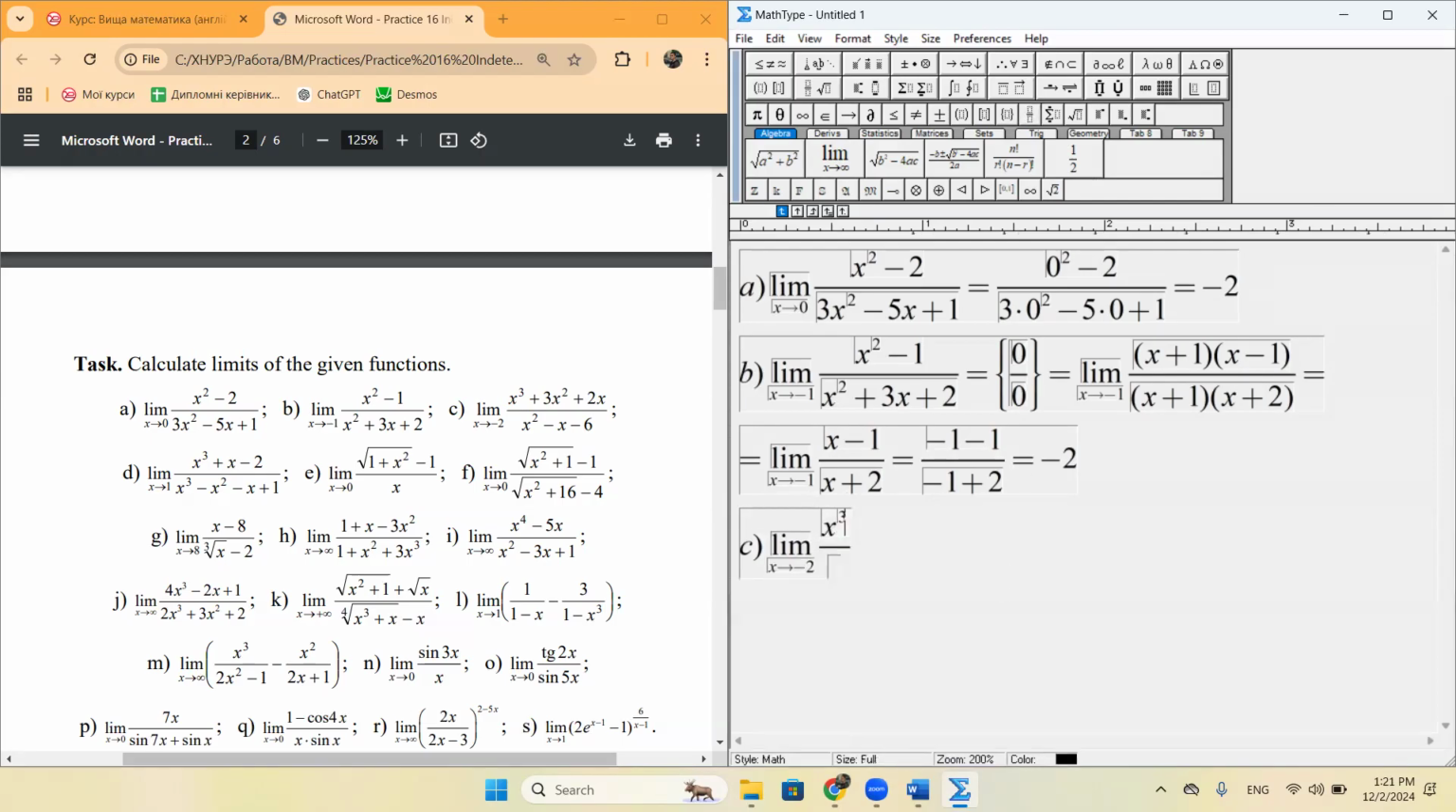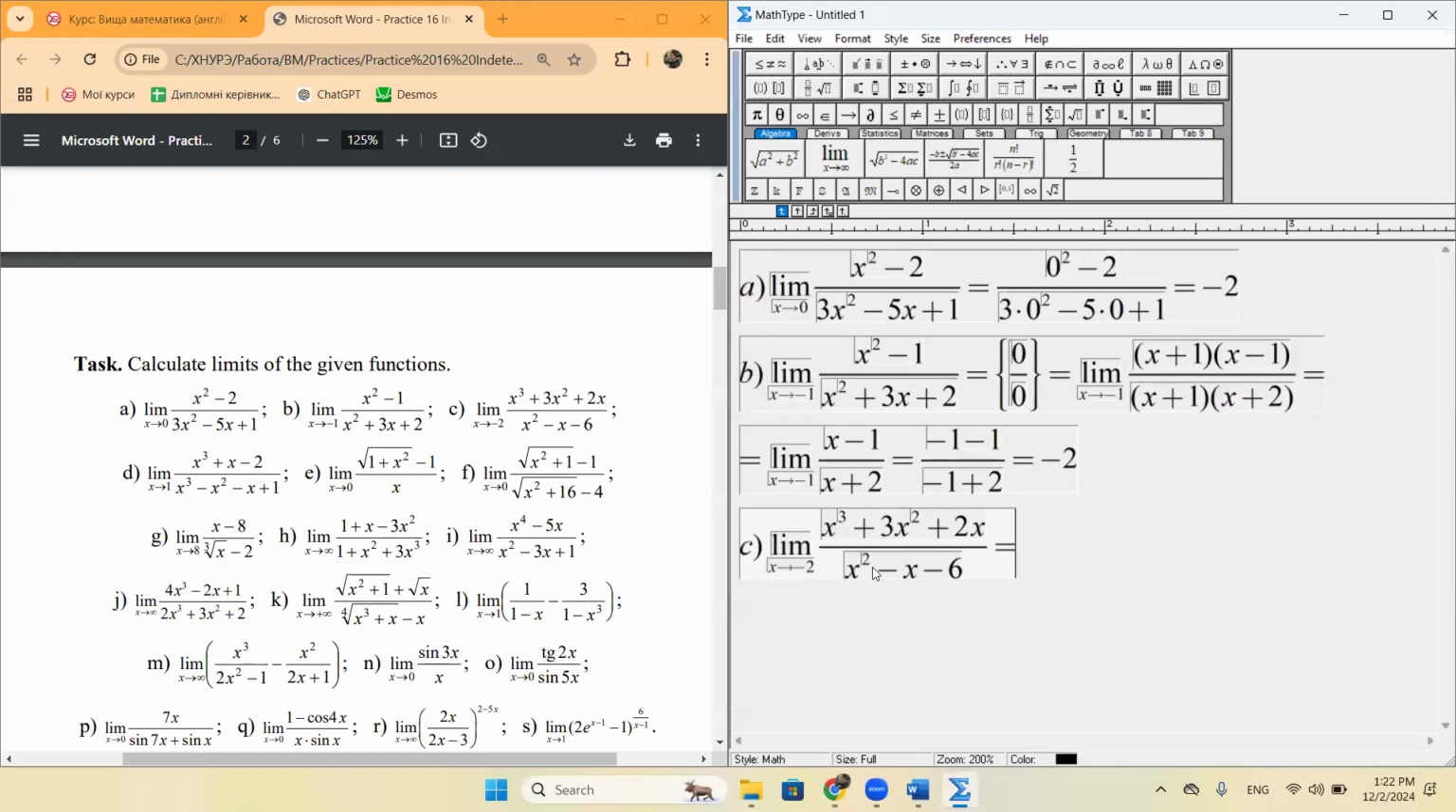So x to the power of 3 plus 3x to the power of 2 plus 2x, divided by x to the power of 2 minus x minus 6. So what do we have? Minus 8 plus 12 is 4, and 4 minus 4 is 0.